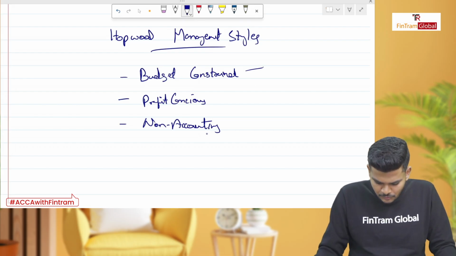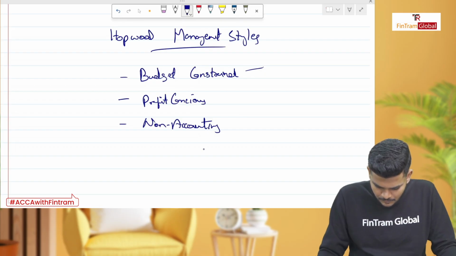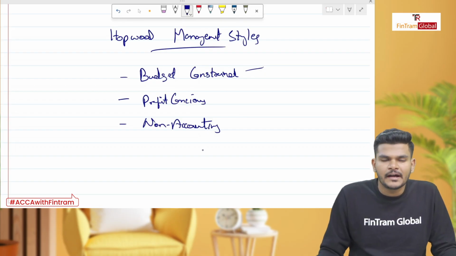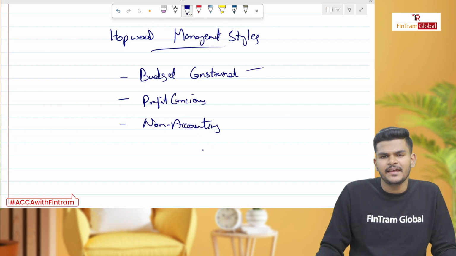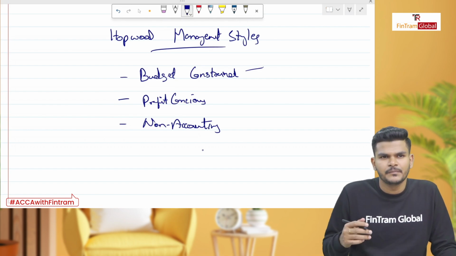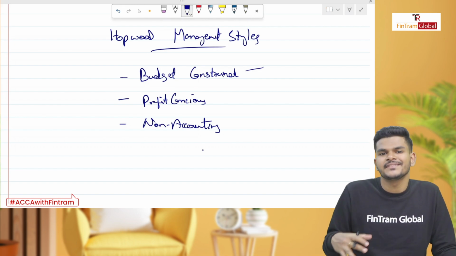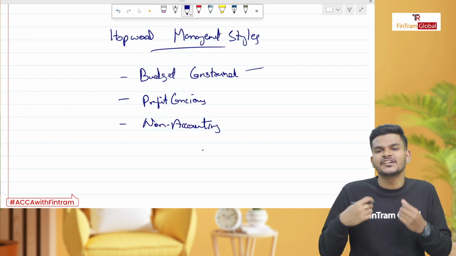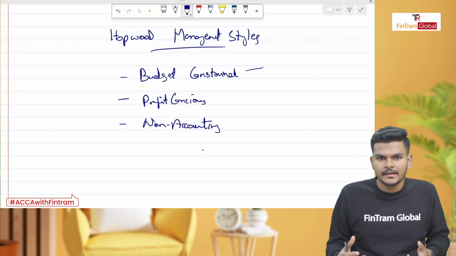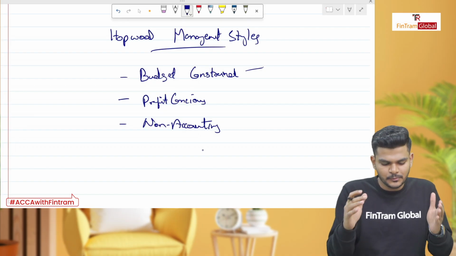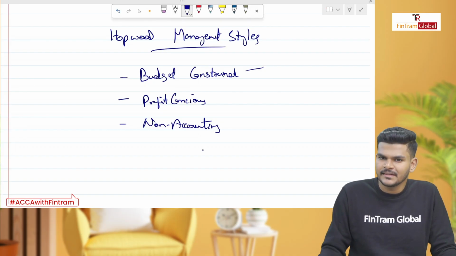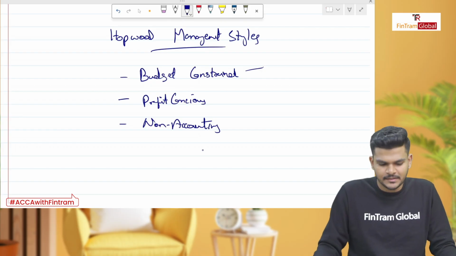And then there's the non accounting style as well. What's the idea here? When it comes to non accounting style, we're saying that these budgets and all these aspects are not that relevant. Let's just focus on the non financial aspects, the quality, the customer satisfaction, right? And all these things. Okay, folks, so that's what this third style is all about, to put it very simply. So these are basically the simple Hopwood management styles.